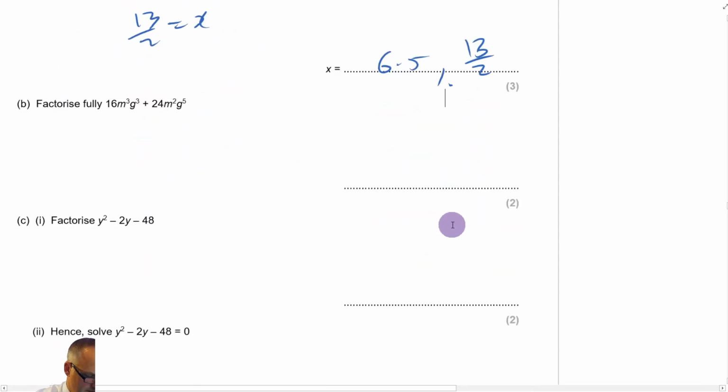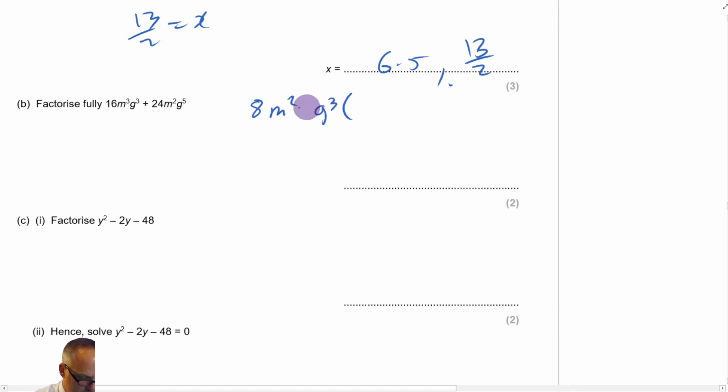Right, we're going to factorise these things. So we need to look for the highest common factor. What goes into both 16 and 24? The biggest number that goes into both of those is 8. What's the biggest thing that goes into m cubed and m squared? Well, that's m squared. What's the biggest thing that goes into g cubed and g to the 5? Well, that's just g cubed.